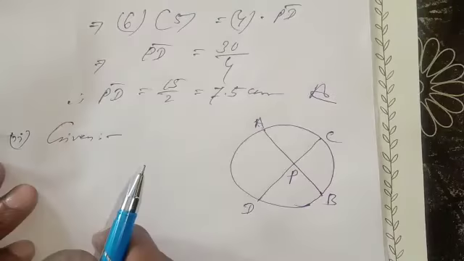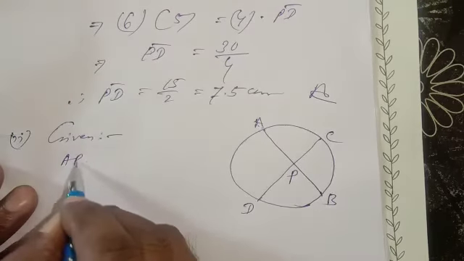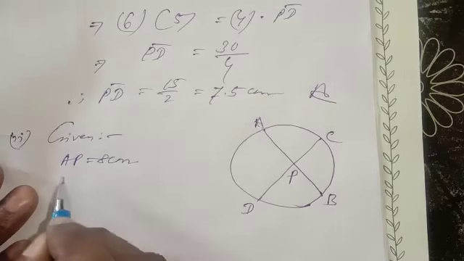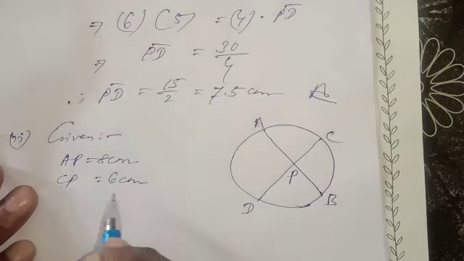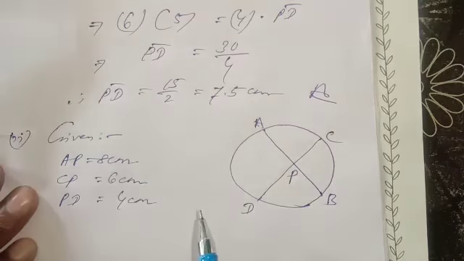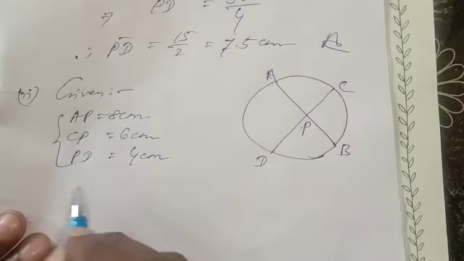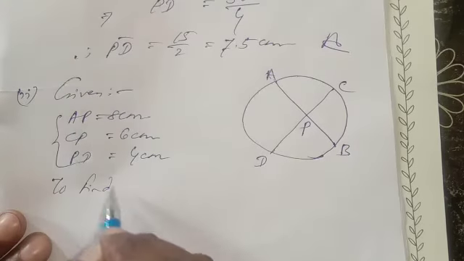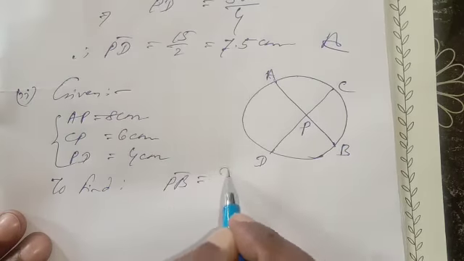In this question it is given, second part, AP is equal to 8 centimeter, CP is given 6 centimeter, PD is given 4 centimeter, and you have to find out PB. To find the length of PB, you have to find out.